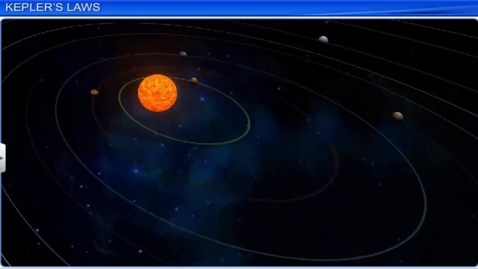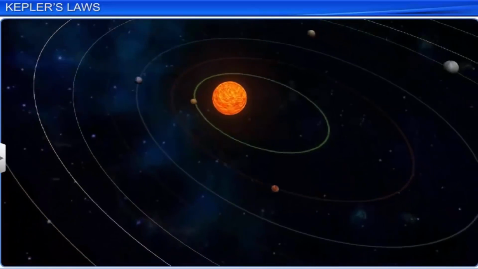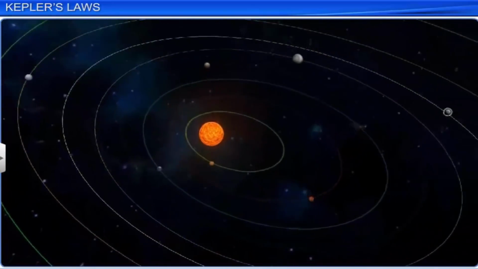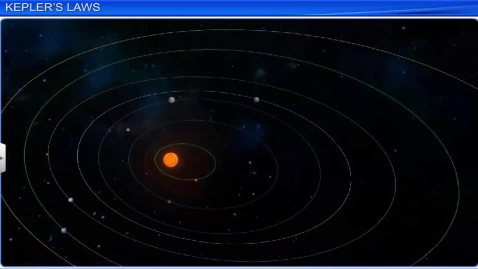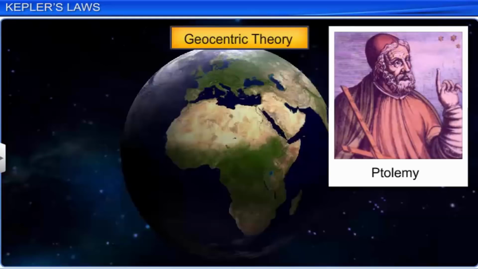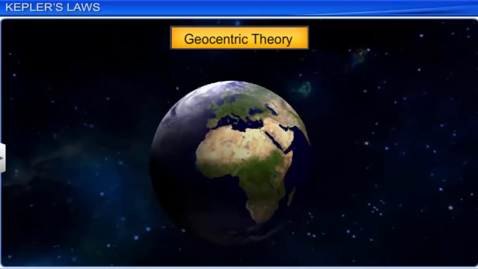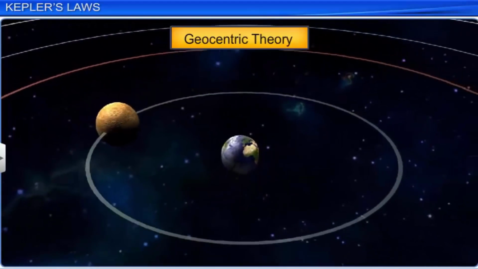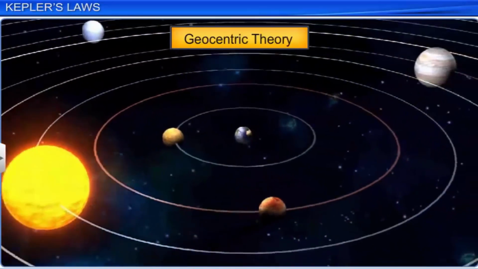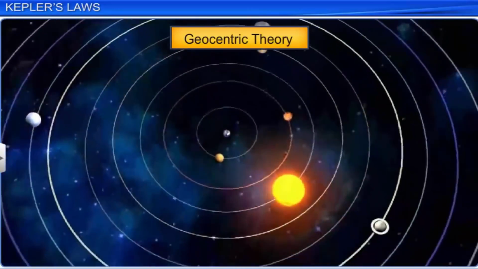The configuration and motion of the Earth, the Sun and the other planets in the solar system was debated for ages, till Ptolemy, a Greek scientist, put forward his geocentric theory. His theory stated that the Earth is at the center of the universe and that the planets, stars and the Sun revolve around the Earth in circular orbits.